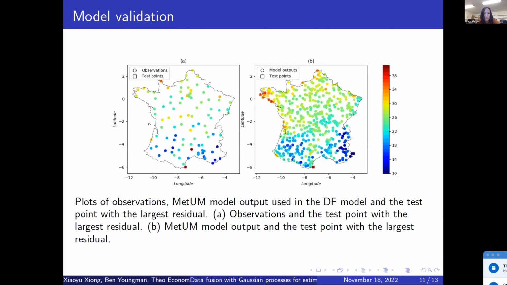So in this plot, in figure A, we plotted the 100 observation data we have used in the application. And in figure B, we plotted the 500 Met Office Unified Model outputs we used in the model. And this red square is the out-of-sample test point with the largest residual. So we can see that the value of this test point is much higher than the observations and also the model output in the nearby area.